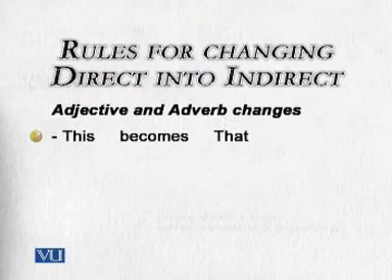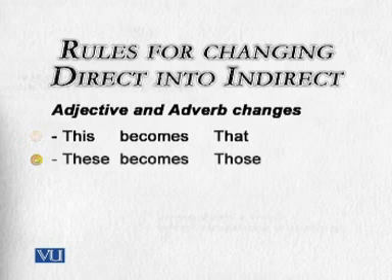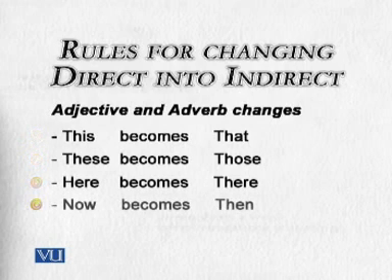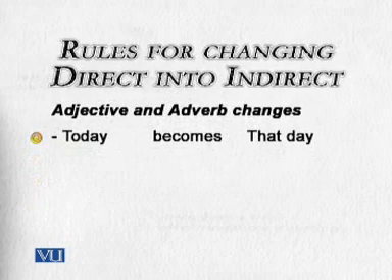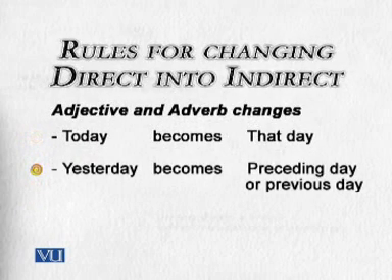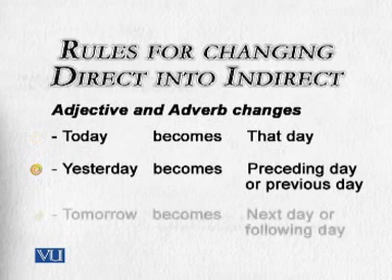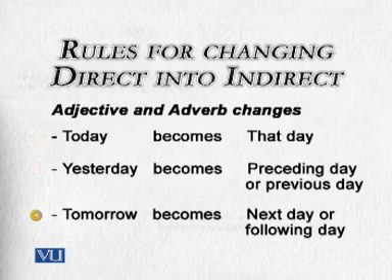The third change, which is the time signifier change, let's take a look at that. This becomes that, these becomes those, here becomes there, now becomes then, today becomes that day, yesterday becomes the preceding day or previous day, tomorrow becomes the next day or following day.